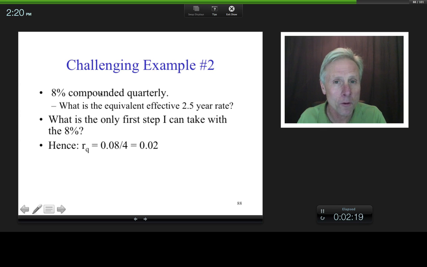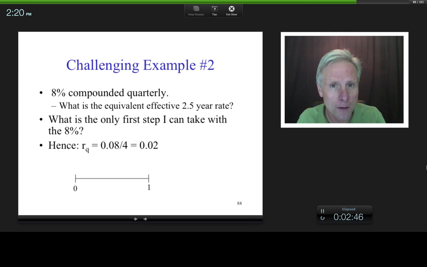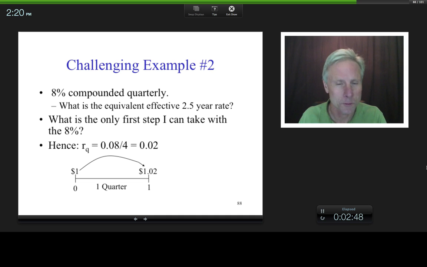Why divide it by 4? Because this number here, is it annual by convention? It is, right? So it says compounded quarterly. There are 4 quarters in a year, so basically divide by 4. Now I got 0.02. And what does that 0.02 tell me? Well, it gives me the effective quarterly rate, which means what? The amount of interest made from $1 after 1 quarter, which means that $1 after 1 quarter grows into $1.02.